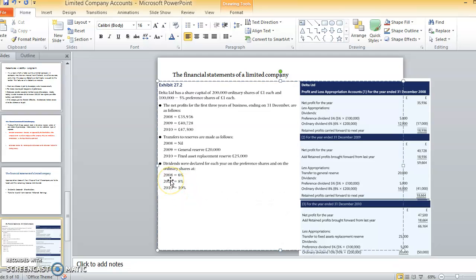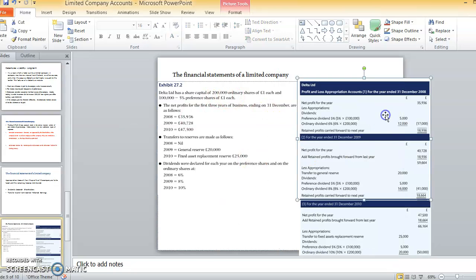Now, in 2008, how much did the preference shareholders get every year? Yes, every year they are going to get a fixed amount, which is 5%. So the percentage given here is for ordinary shares. In 2008, ordinary shareholders got 6%. In 2009, they got 8% of what? Of their investment. And in 2010, they got 10% of their investment, which is 200,000.